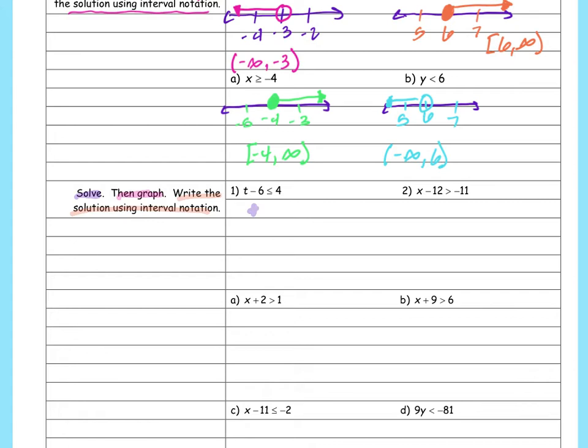So I'm going to add 6 to both sides. And I get t is less than or equal to 10. So now I need to graph that. 10, 9, 11, and we've got or equal to, so it's a solid dot at 10, and it's less than 10, so it's this way. So my domain would be negative infinity to 10 included. Okay, questions?